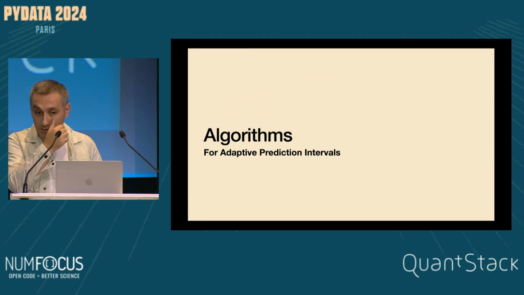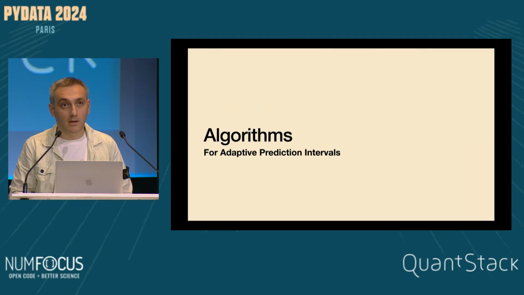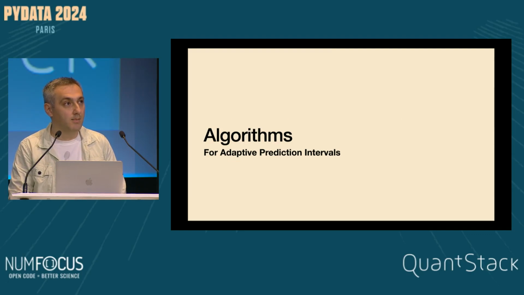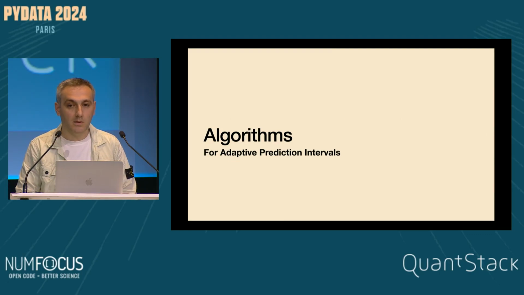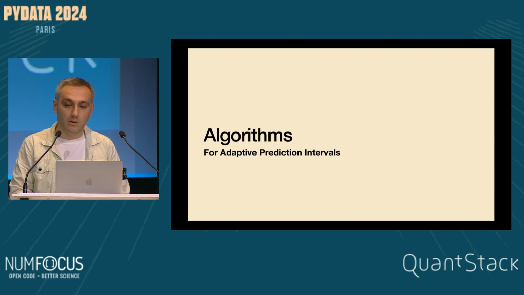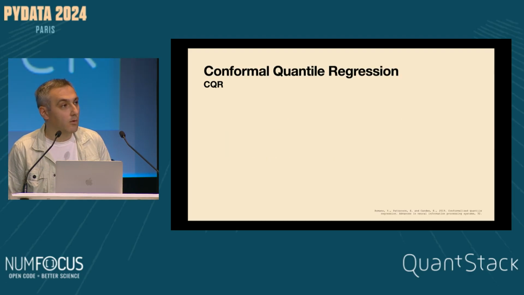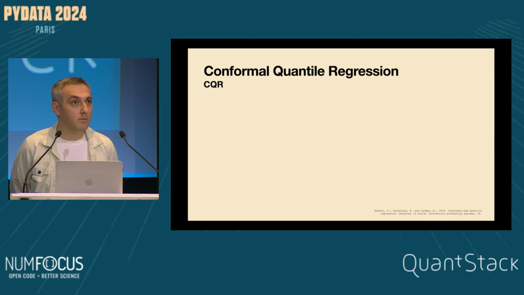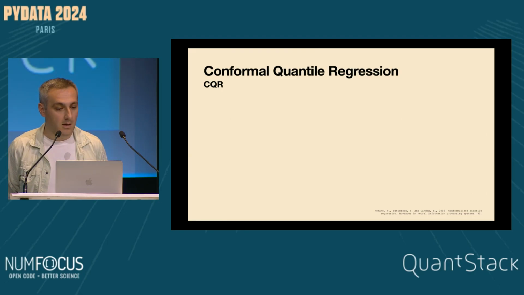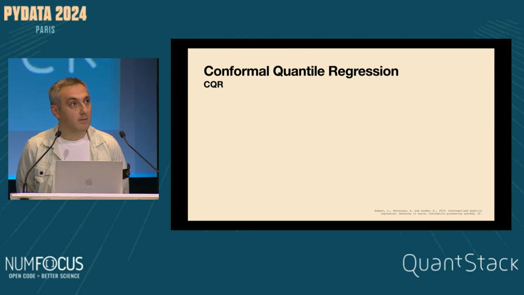So the next part of the talk is to review the algorithms that provide us with adaptive prediction intervals, or local conditional coverage. The first one is conformal quantile regression. That one is already implemented in MAPIE, and by the way, MAPIE is a great library with nice documentation, so I encourage everyone to use it. I used it in my experiments as well. So let's review it quickly.